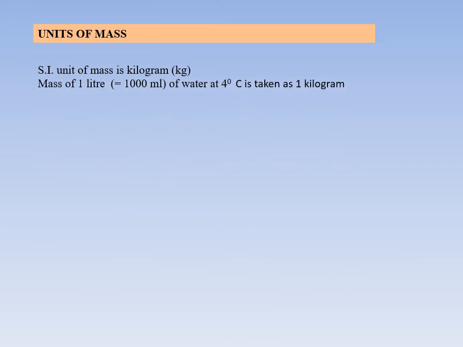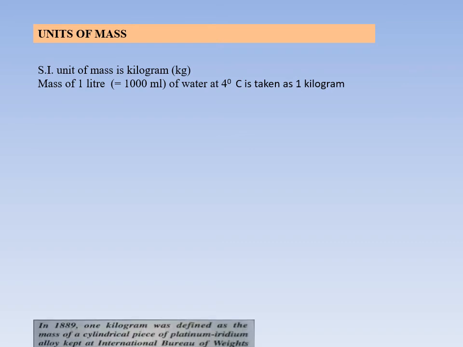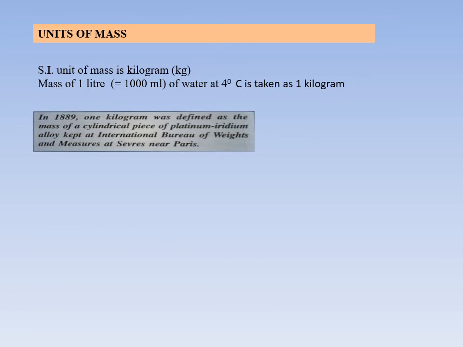Units of mass. The SI unit of mass is kilogram or kg. Mass of 1 liter, equal to 1000 ml of water at 4 degrees Celsius, is taken as 1 kilogram. In 1889, 1 kilogram was defined as the mass of a cylindrical piece of platinum iridium alloy kept at the International Bureau of Weights and Measures at Sèvres near Paris.